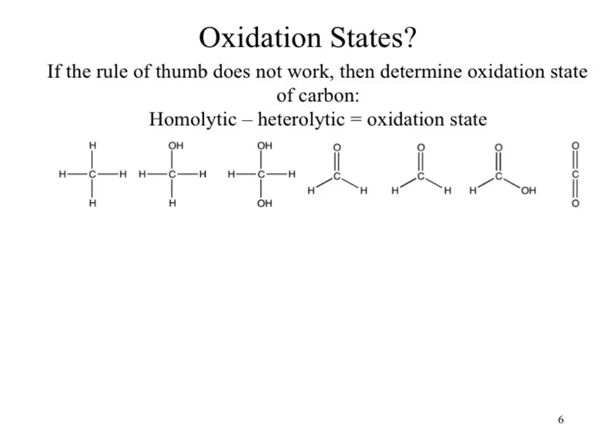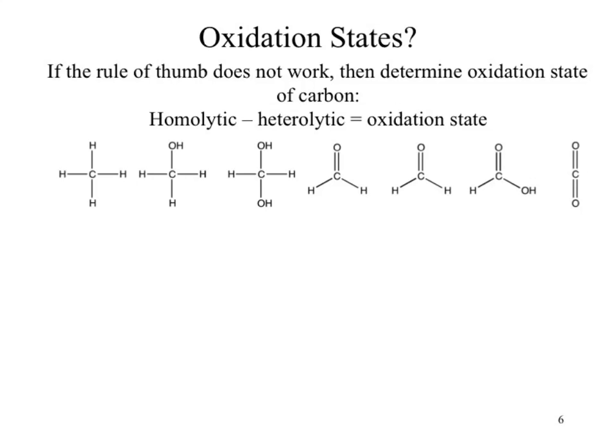4. Homolytic cleavage. Minus the heterolytic cleavage. Which is more electronegative, carbon or hydrogen? Carbon, which means the electrons in each of those bonds should go where? Carbon. How many electrons would be around the carbon in methane?